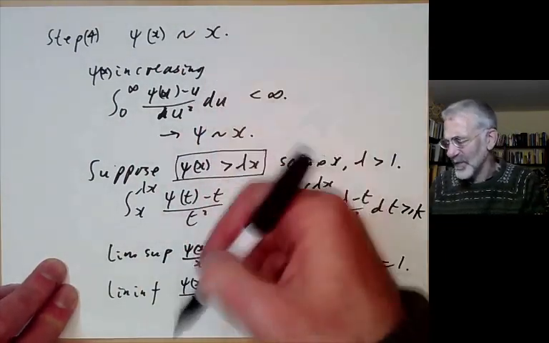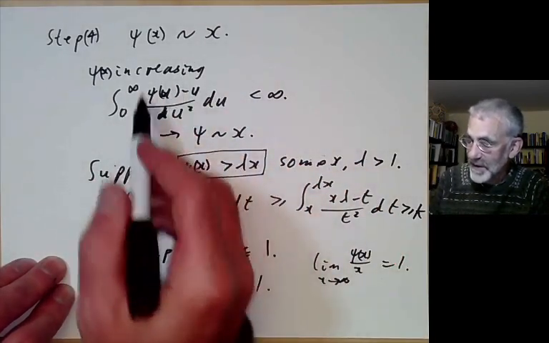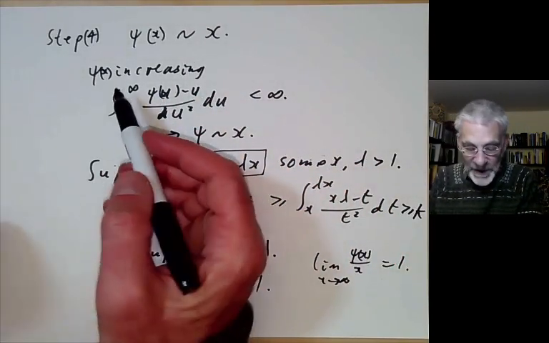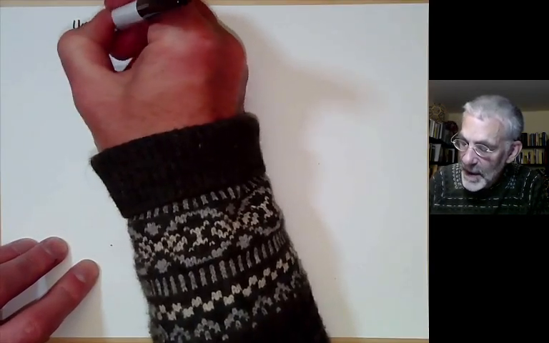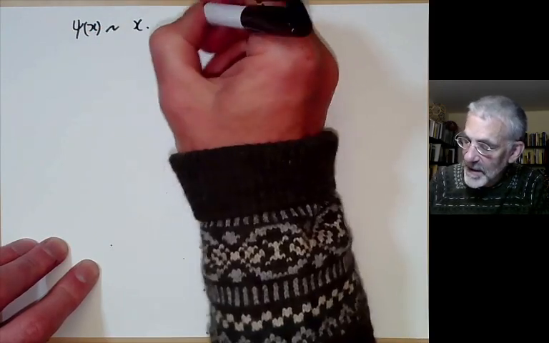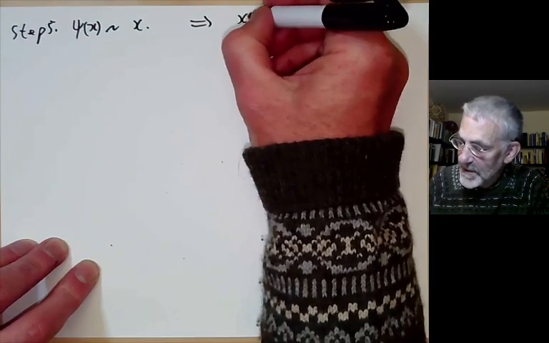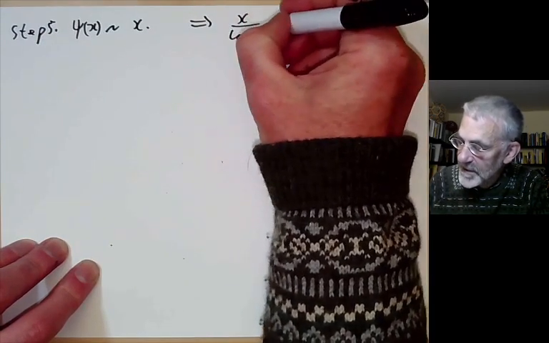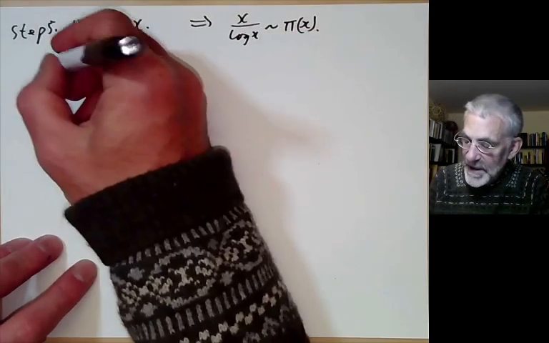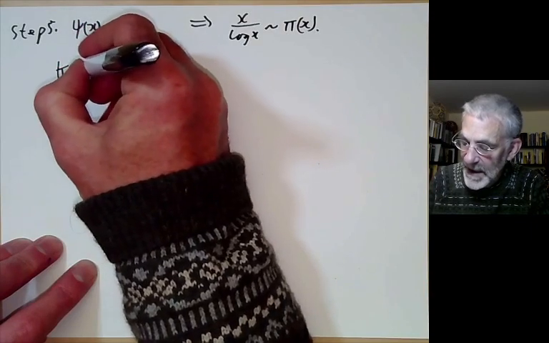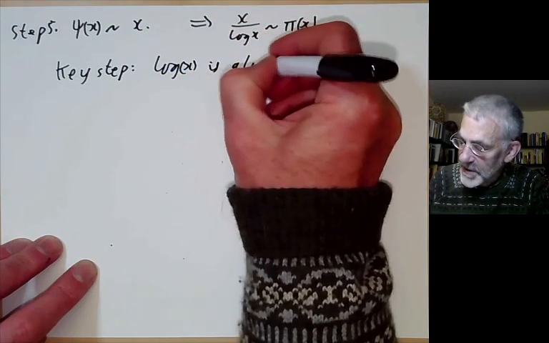So this is a slightly tricky piece of analysis, but really has nothing to do with number theory. It's just a theorem about arbitrary increasing functions. So now we've got psi of x is asymptotic to x, and from this, step 5 deduces the prime number theorem, which says that x over log of x is asymptotic to the number of primes less than x. And this follows easily from the following key step, which is that log of x is almost constant.